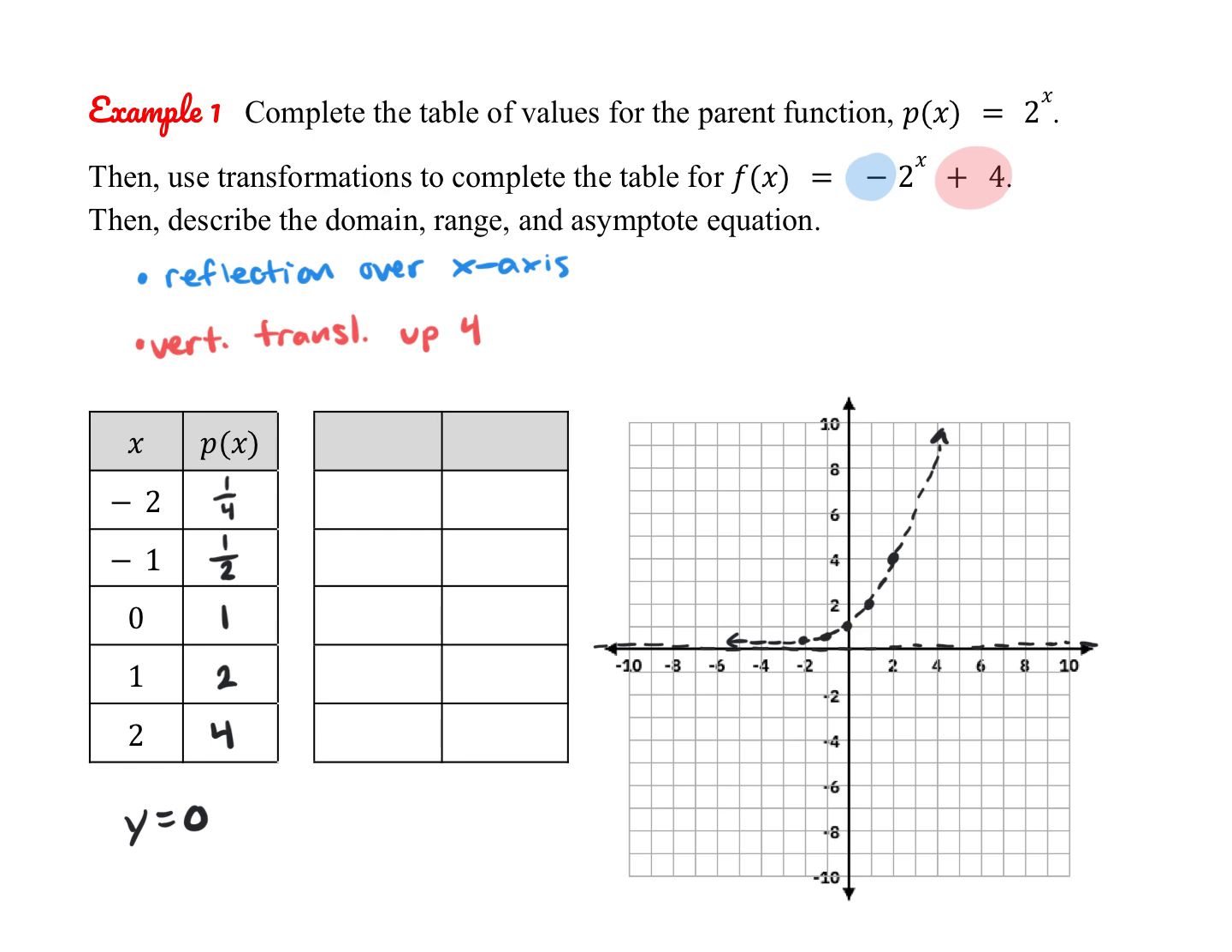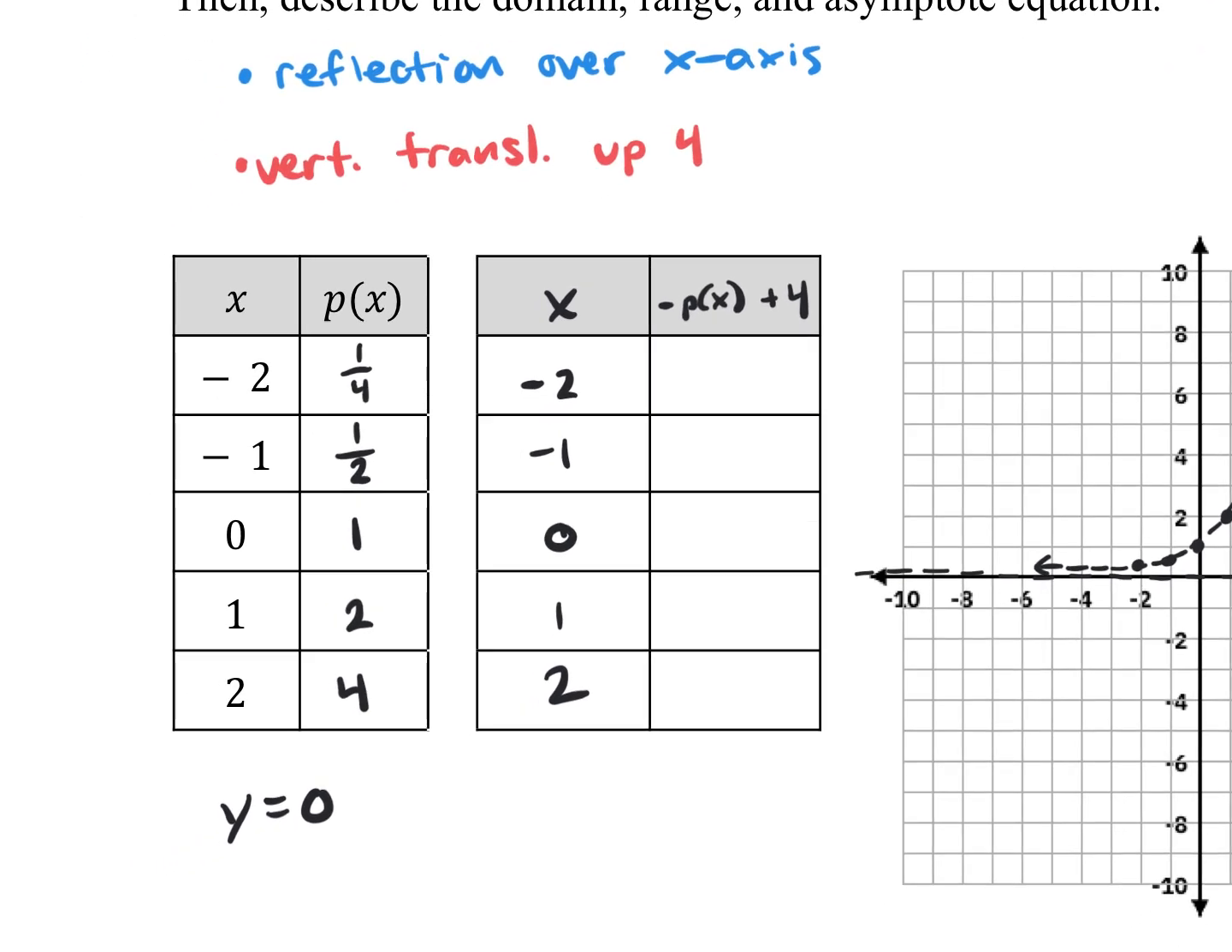So let's write our rules. You'll notice here that there's nothing affecting our x value. There's no horizontal transformations, so all of our x values are actually going to stay the same. But there are two vertical transformations, the reflection and the translation. So I'm going to multiply all of the y values by -1 and then add 4 to transform them. And again, I'm pulling my parent function coordinates, and I'm going to multiply by -1.